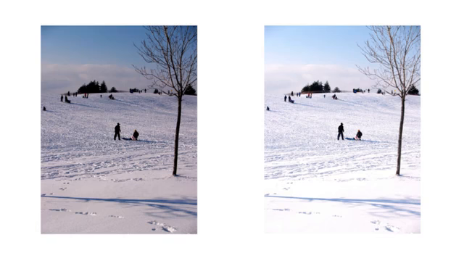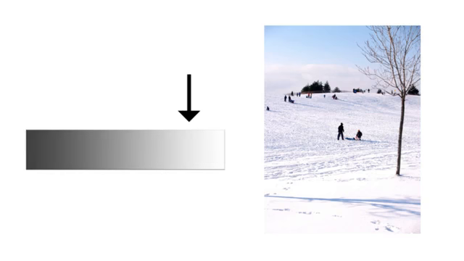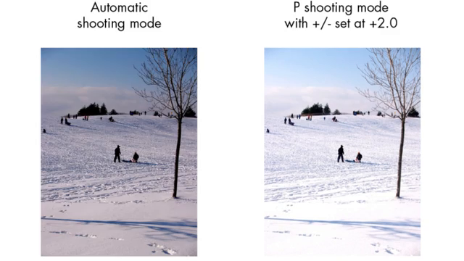That snow was actually white. I pointed my camera at this scene and the camera found the average tone. The average tone in this image is right about here. The camera then takes that average and lets in just enough light so that the average tone ends up looking just like middle gray, which is why when I shot this scene in automatic shooting mode, the camera made my white snow look gray.